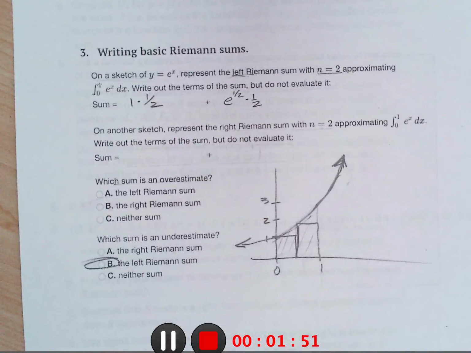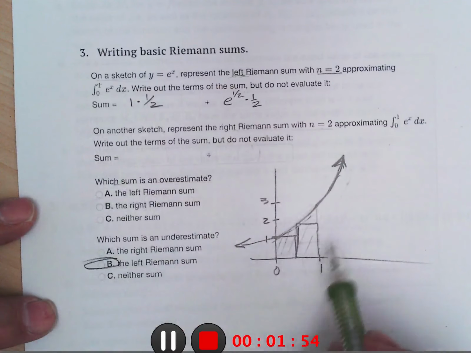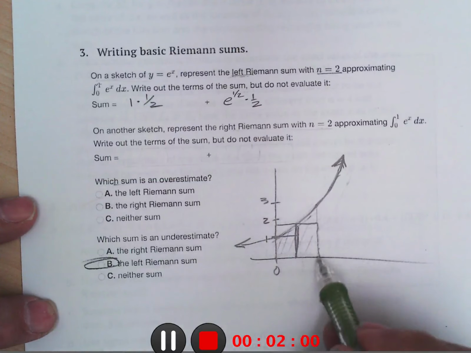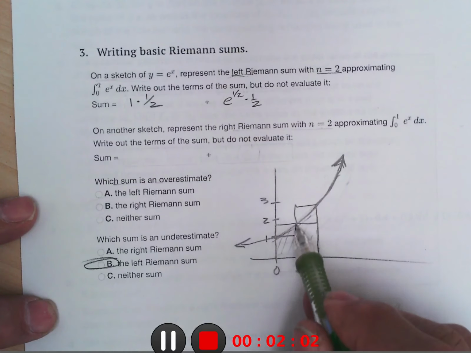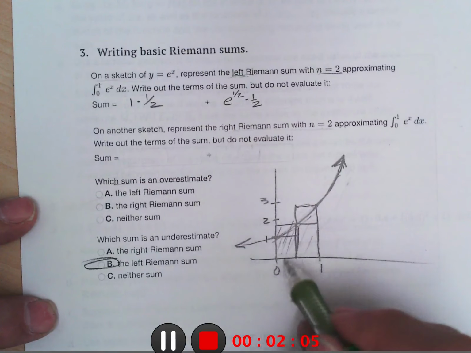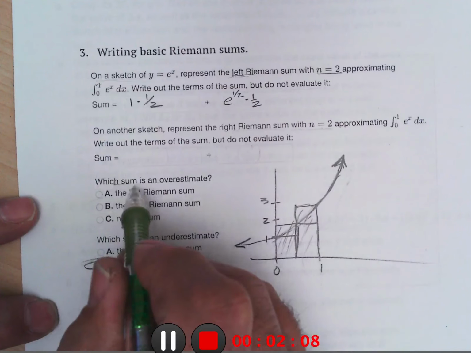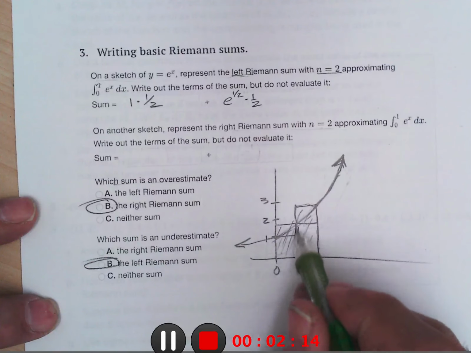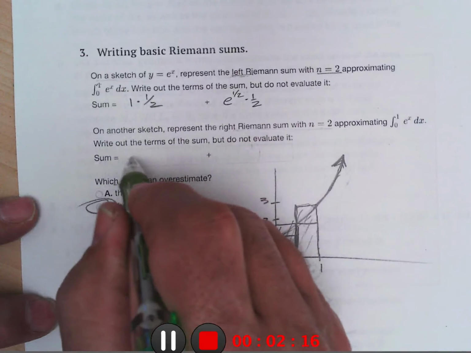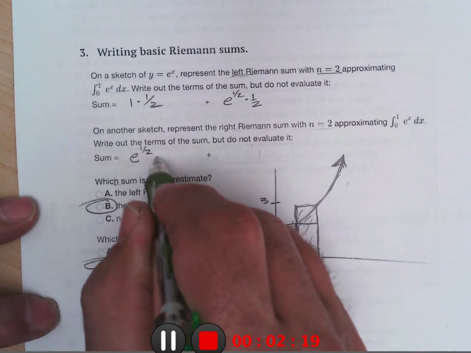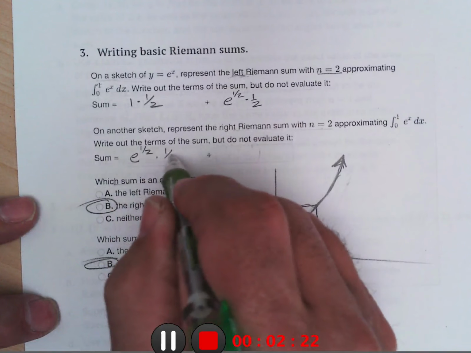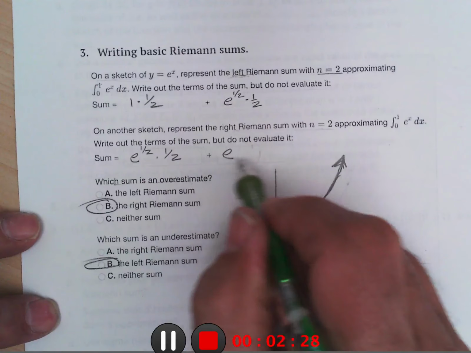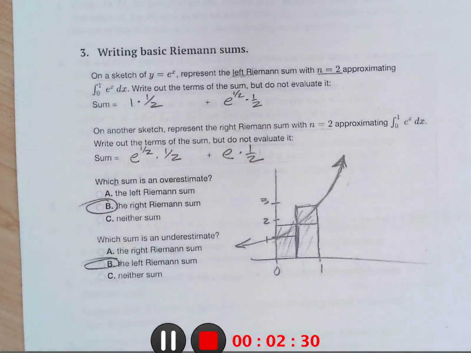Now, if I did right-hand sums, then I have to go to the curve on the right-hand side and draw it, and then on the right-hand side and draw it. So you can see that the right-hand side is going to be overestimates. The overestimate is the right-hand one. And we would have to go the height at e to the 1/2 times the width of a half, plus out here, which is e to the 1, or just e times 1/2. And that's how we do that problem.